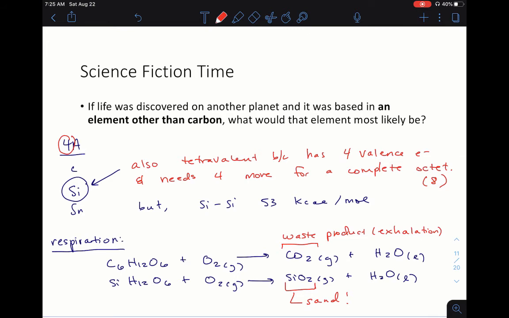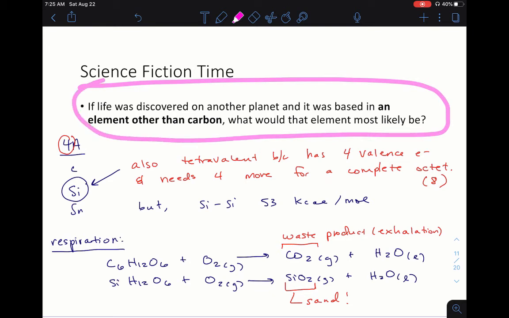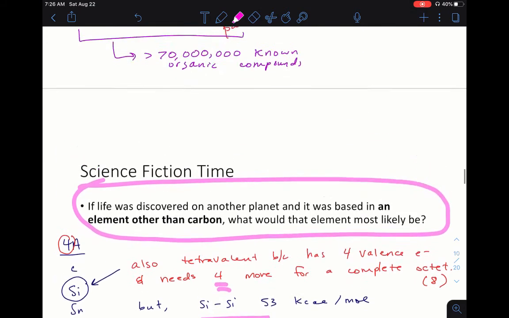So clearly, if there's silicon-based life, like I believe there is in Star Trek, or for realsies, it's going to need different metabolic processes, right? But silicon can make four bonds. Unfortunately, those bonds are weak.